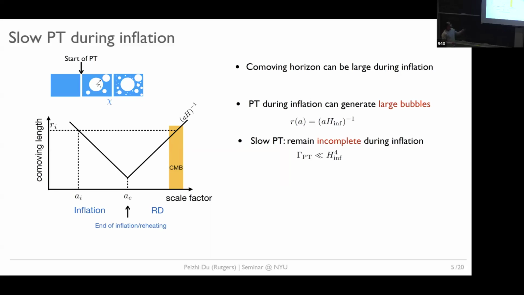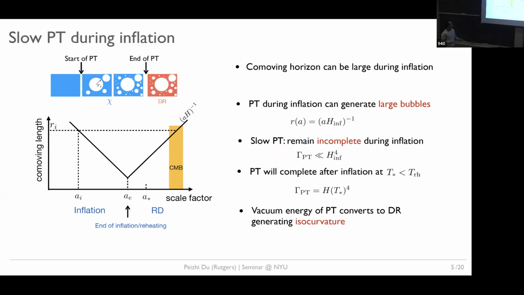So here I showed you how the time evolution, if it evolves at a later time, with the horizon even smaller, you get more of these small bubbles. But what happens after inflation? After inflation, things change. One thing that changes is the Hubble parameter drops, because now we're in the radiation domination era. The Hubble parameter drops, whereas during inflation, Hubble is a constant.